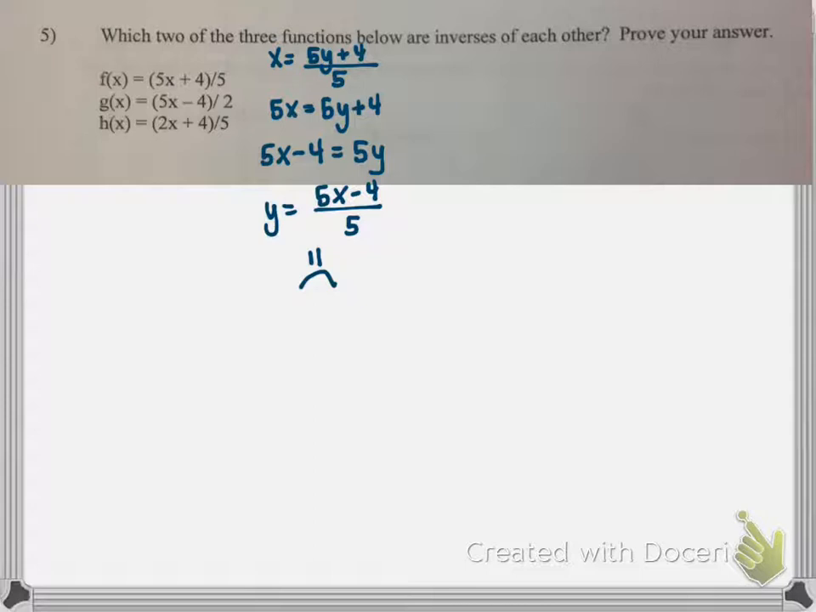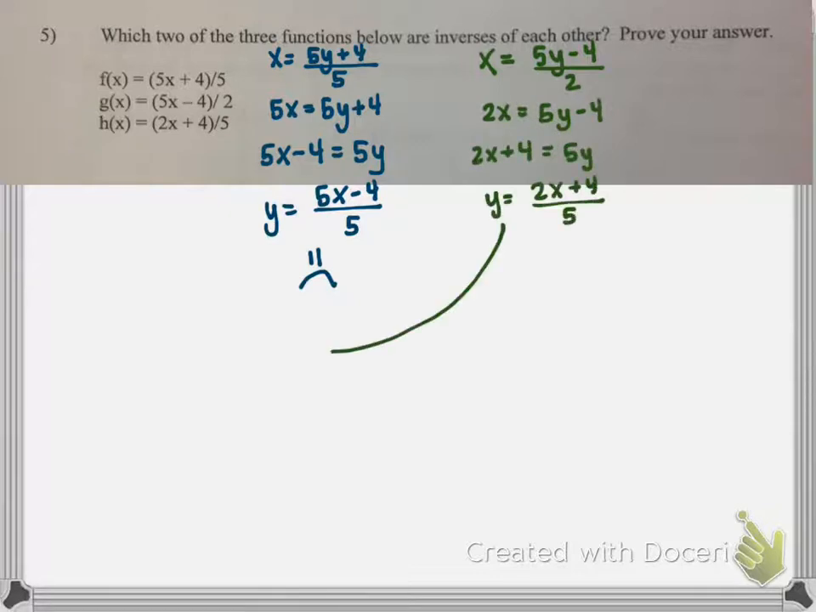Hopefully g and h are inverses of each other, otherwise we're having a bad time. So I'll check g. I switch my x and y again, multiply by 2 on each side, add 4 to both sides, and divide by 5, and yay, that's the same function as h, so g and h must be inverses of each other. So I know that I'm done. You could check it the other way too, to double check. Make sure when you find the inverse of h that it is g. It should work both ways, but you don't need to do that, so I can move on.